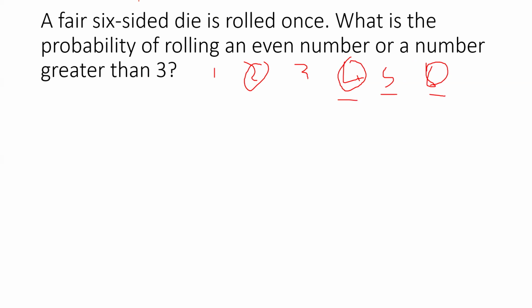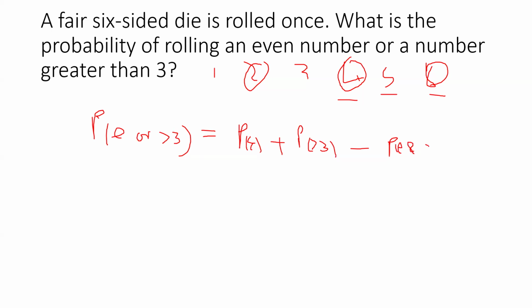So this time I'm going to use that other formula, which is different from the first one. So the probability of even or greater than 3 is equal to the probability of even, plus the probability of a number greater than 3, minus the combination of the two, the probability of even and greater than 3. And this is just the combination.